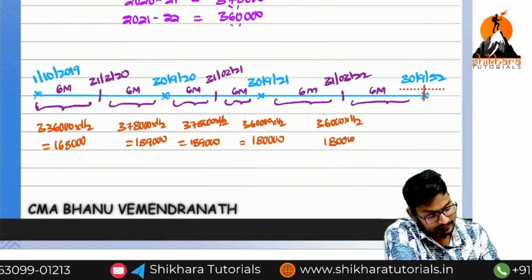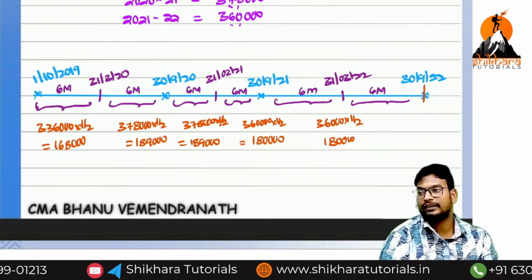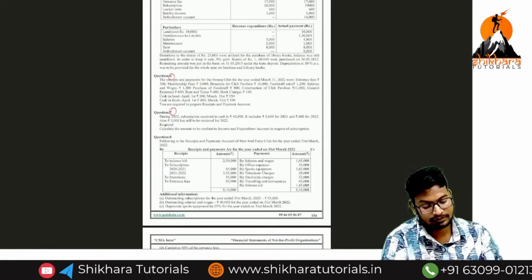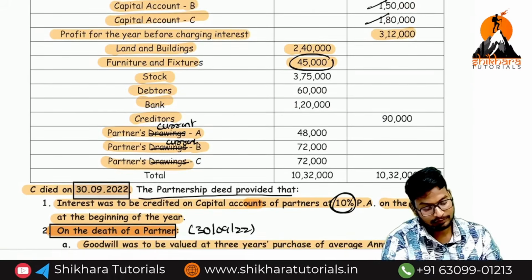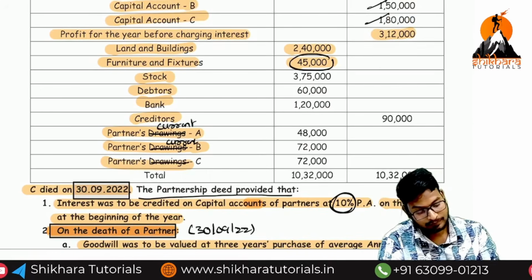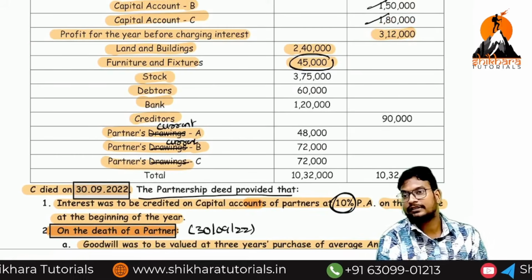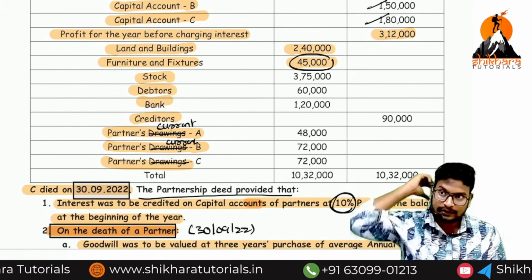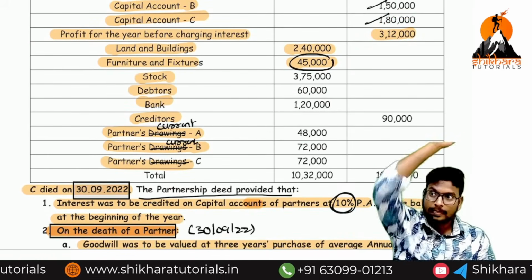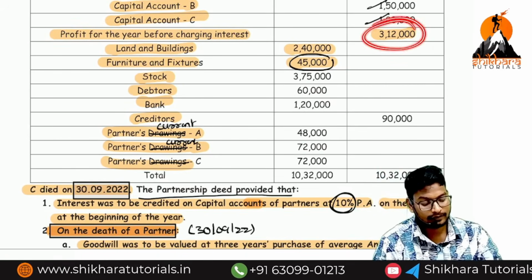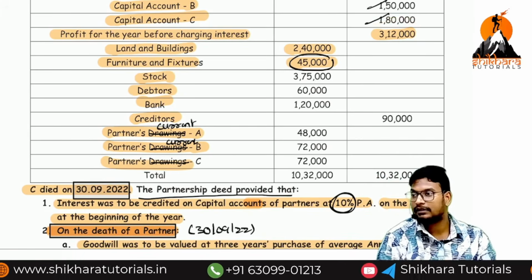Next 6 months are there. The profit for those 6 months is given in the question. Go to the question. What profit have they given? 3,12,000. This profit is that 6 months' profit. Are you getting the point or not? So 3,12,000 is the remaining 6 months' profit.